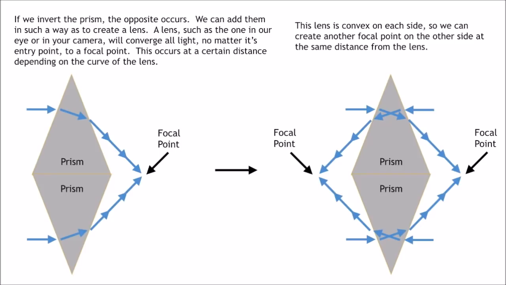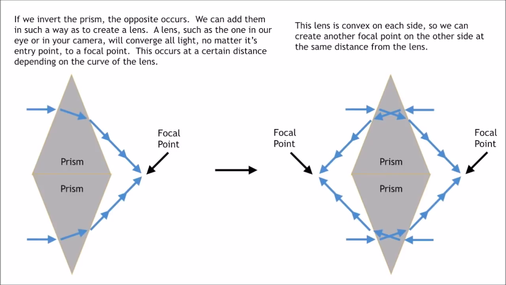We can add these two prisms together in such a way as to create a lens. And a lens such as the one in our eye or in your camera will converge all light, no matter its entry point, to a focal point. There will be a point at which these two similar prisms will converge the light to a single point.